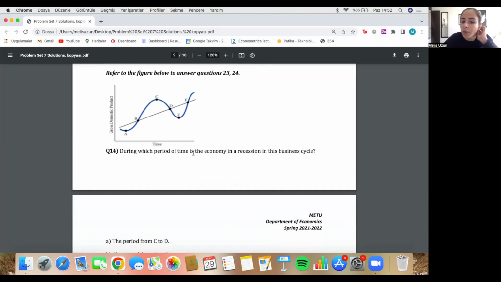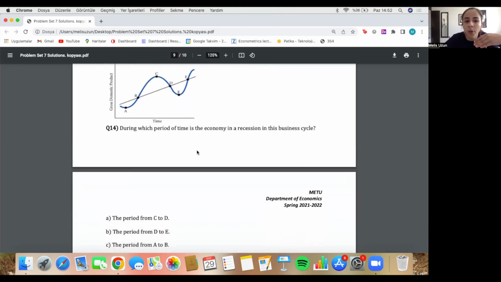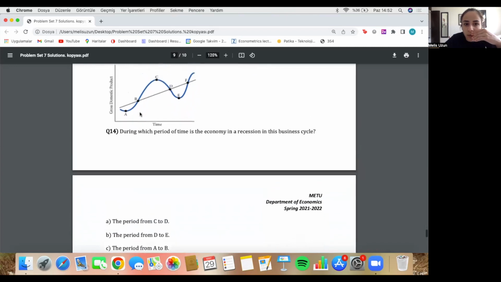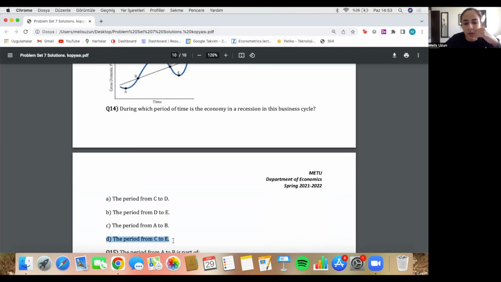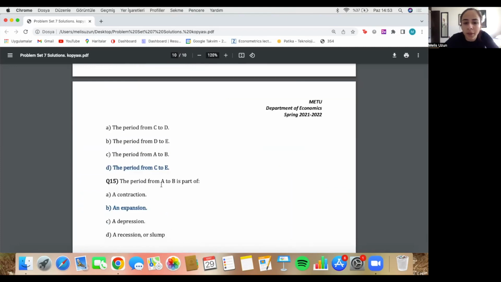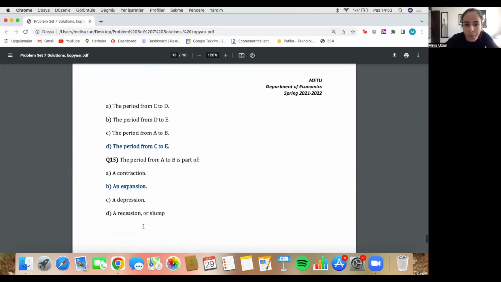So during which period of time is the economy in a recession in the business cycle? Recession means that there is a downturn in the economy. So where is the downturn? From point C to E, there is a downturn in the economy. So the answer is option D. In the period from A to B, we see that there is an increase in GDP, so it's an expansion.